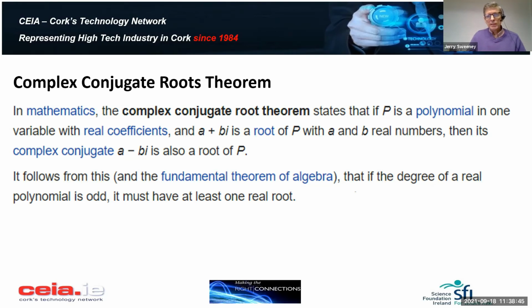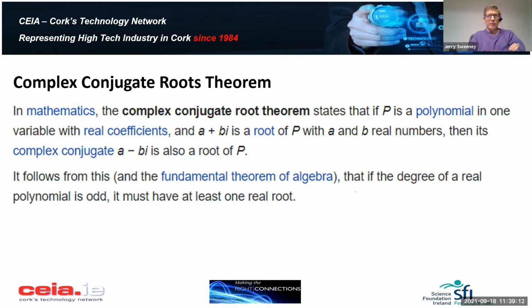Oftentimes in Leaving Cert questions, I've seen this. You are either told or you can derive very easily one of the roots, and if it's a complex root, then you can work on it immediately. That a minus bi is also a root. So if you get one complex root, you can immediately assume the second one.